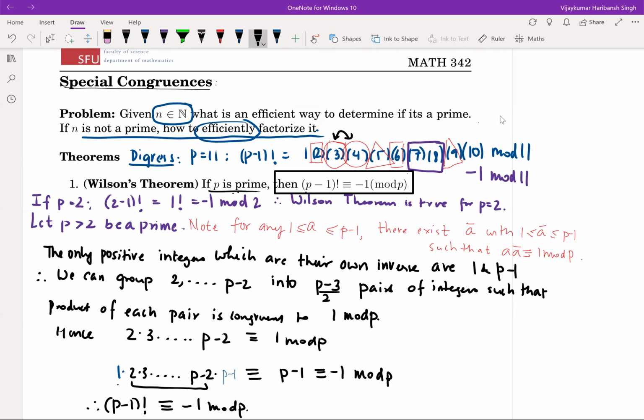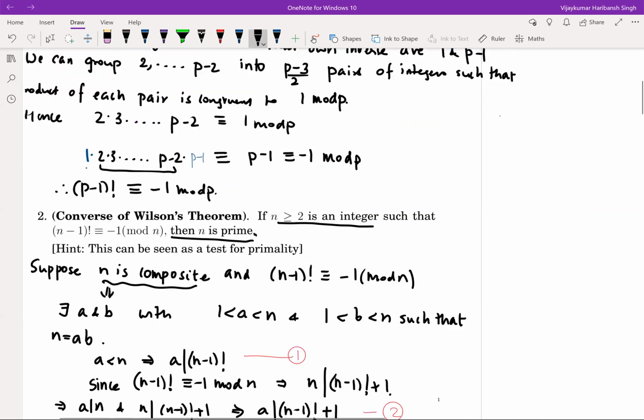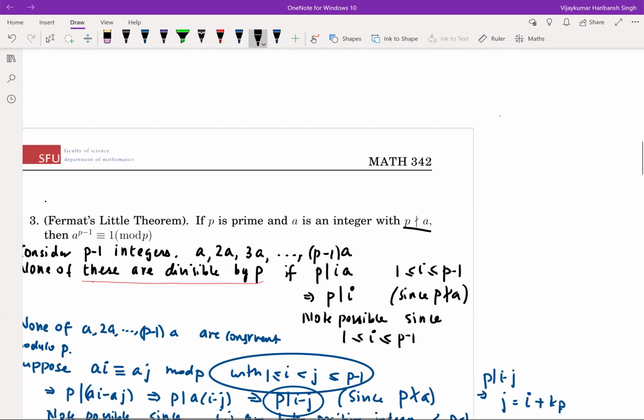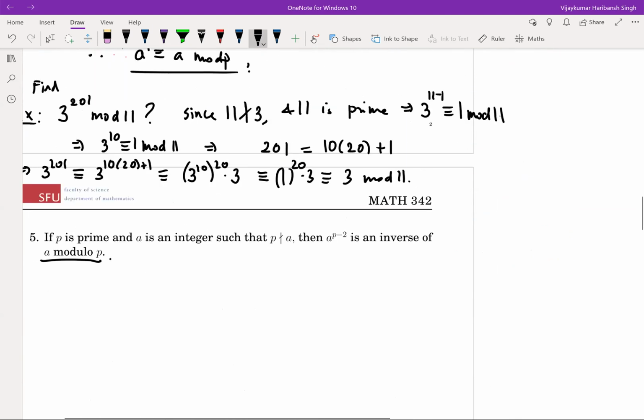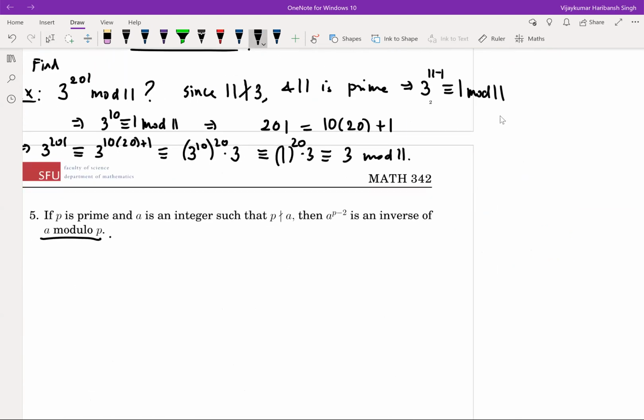You checked out all of them, right? So essentially you are checking all of the elements and trying to see which one is the inverse of what. However, here you get the inverse right away. So the inverse of a is a to the power p minus 1. Sorry, the inverse of a is a to the power p minus 2.